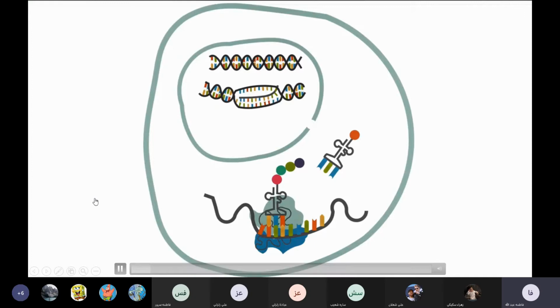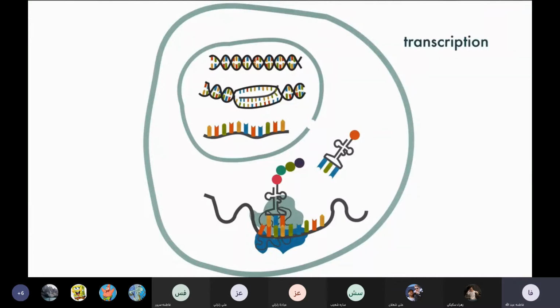The code for many different proteins. To get the code for the desired protein from the nucleus to the ribosomes in the cytoplasm, a copy of the small necessary section of DNA will be made. The copying process is called transcription, and it occurs in the nucleus. It's the first step in protein synthesis, the process of making protein. The second step is called translation.